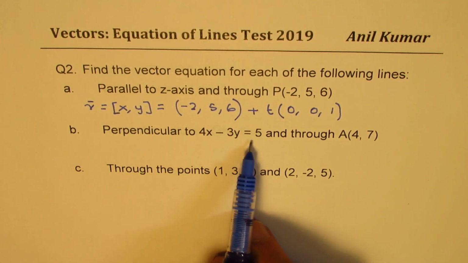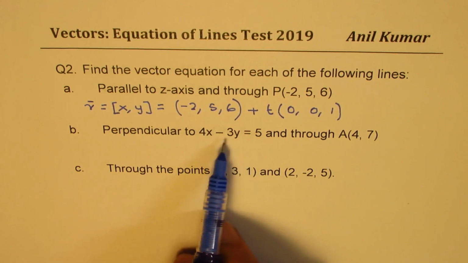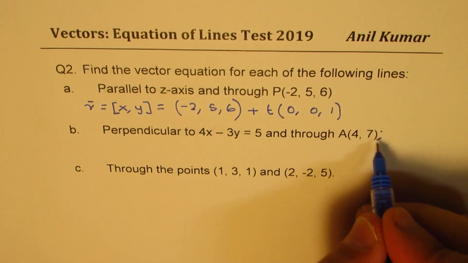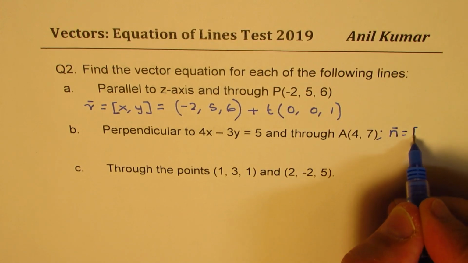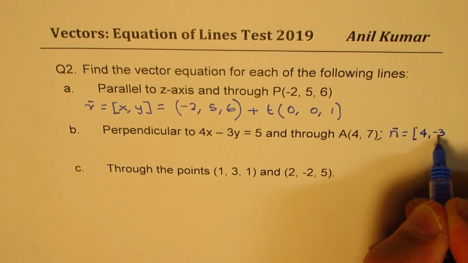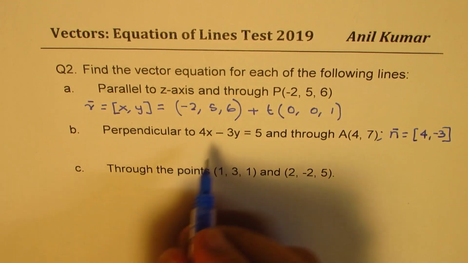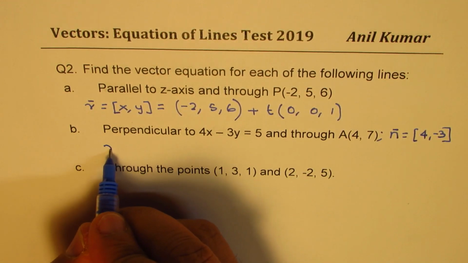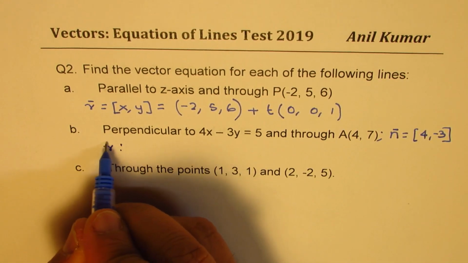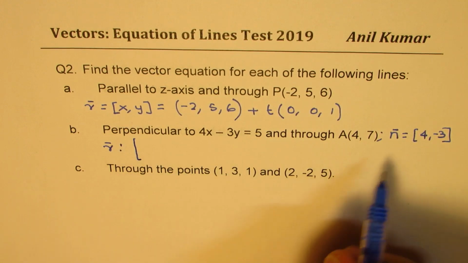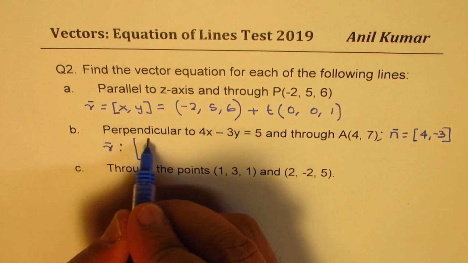Perpendicular to this given line and through the point (4, 7). Now that is the normal given to us. So from here, we know that the normal vector is basically (4, -3). So we could use the normal vector for perpendicular, correct? And therefore, the line becomes r. You could also write this as r equals, in this form, right? So there are different forms in which we could write the equation.